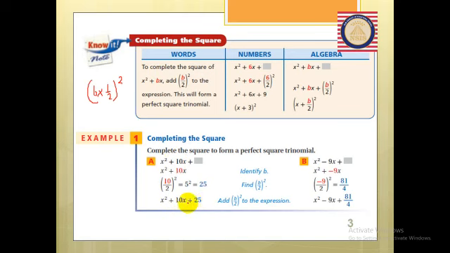And from here, can you factorize it? It's so easy, miss. We are going to get the square root of this one here and the square root of this one. (x + 5) all power 2. It's that easy. Okay? Let's see the other one here.